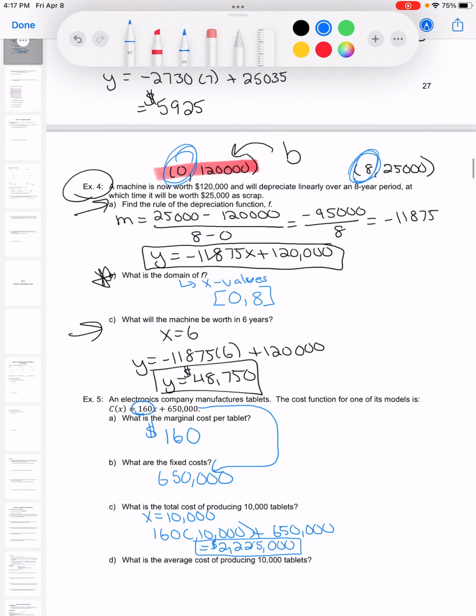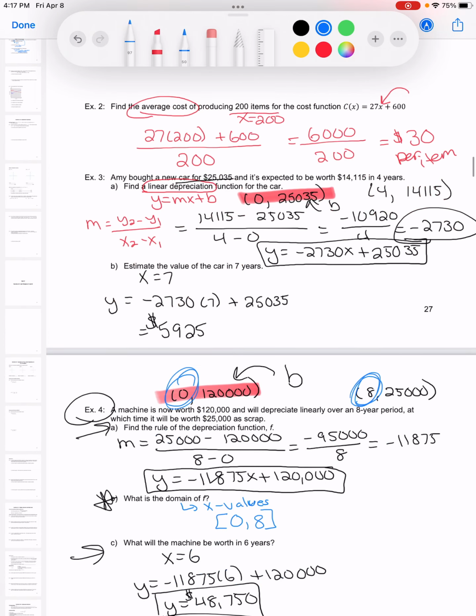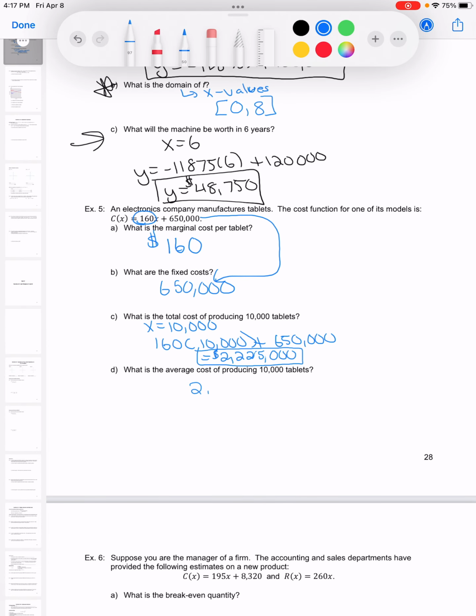Remember, average cost, again, going back up here, the average cost is where we divide. So I plugged in 10,000, so I need to divide by 10,000. So I'm going to take my answer from above, and I'm going to divide it by 10,000 to get an average cost of $225. And what that tells us, if we take all the costs combined, the fixed cost plus the marginal, and spread it out evenly among the tablets we're creating, they would have cost me $225 per tablet.